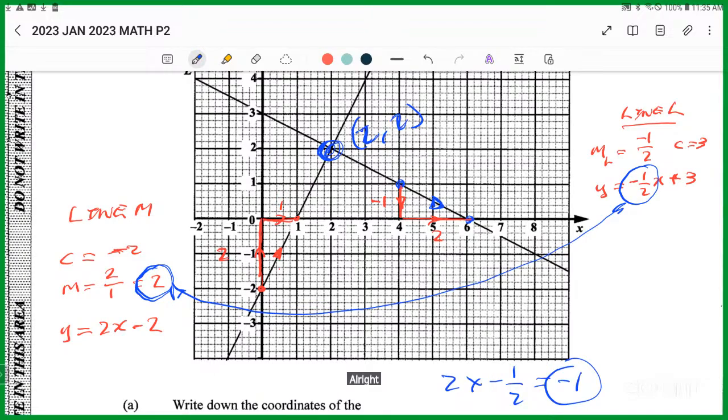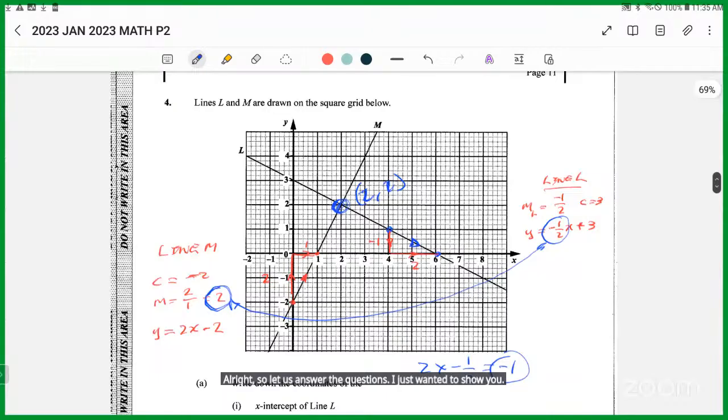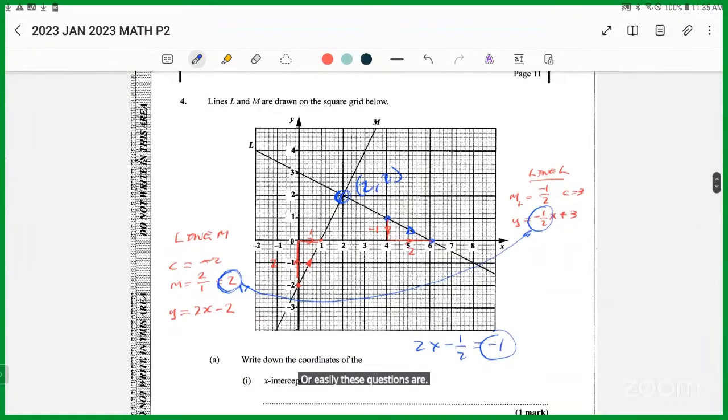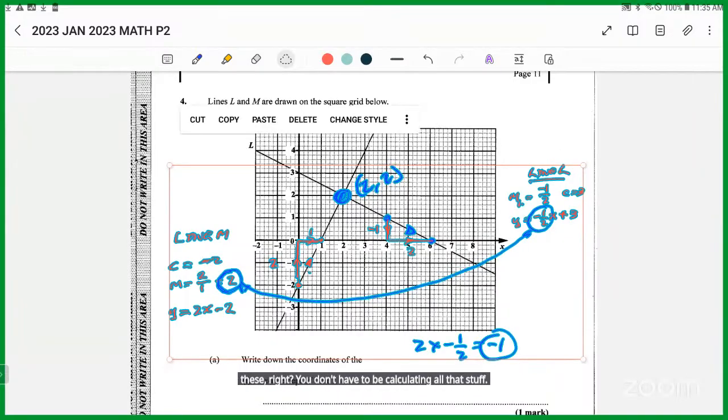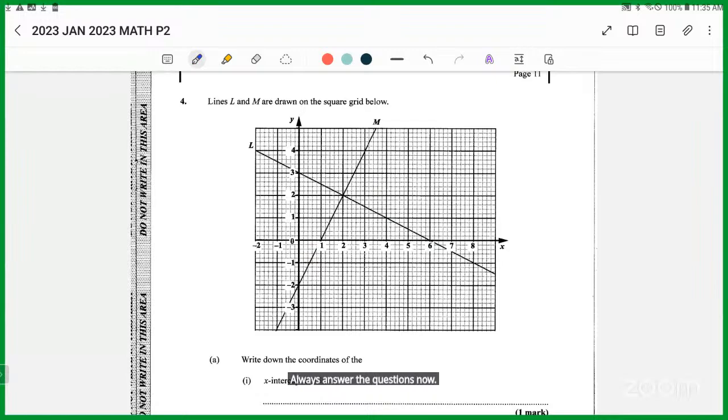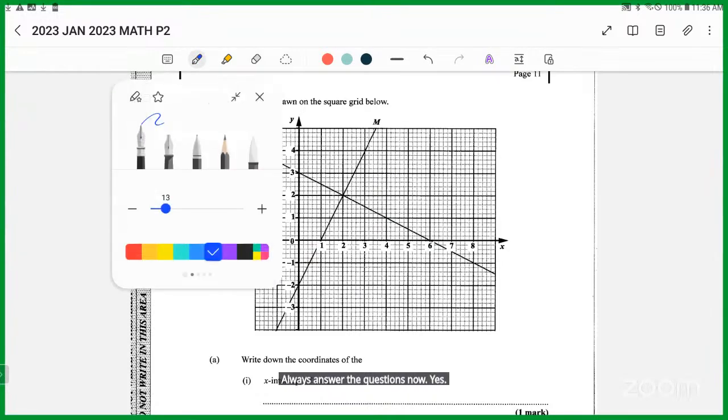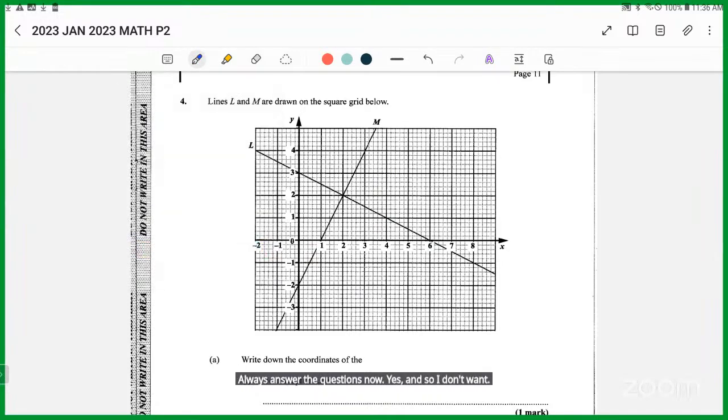Alright, so let us answer the questions. I just wanted to show you how easy these questions are. When they show you the graph, you can see a y-axis intercept, and you can count off your gradient. It just becomes very easy. You don't have to be calculating a lot of stuff. Well, let's answer the questions now. Let's answer what they want, not just what we want to know.